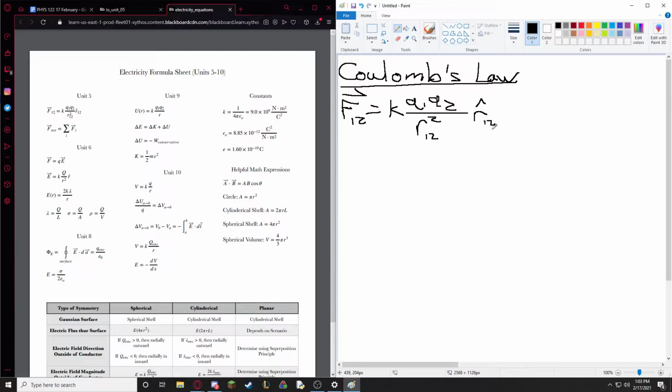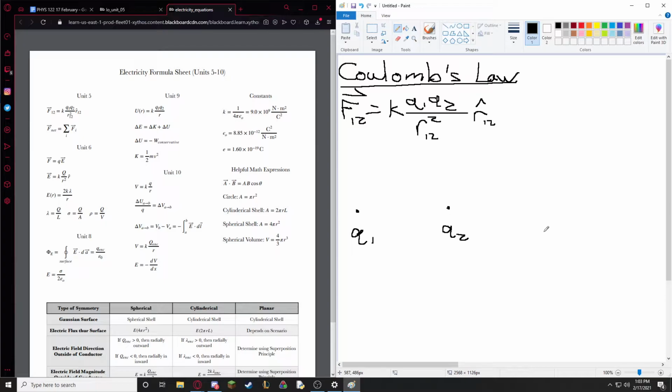First of all, what are Q1 and Q2? Charges. Yep, so it's two charges we have. Let's say we'll put them in these two spots in space. So we have Q1 and Q2.